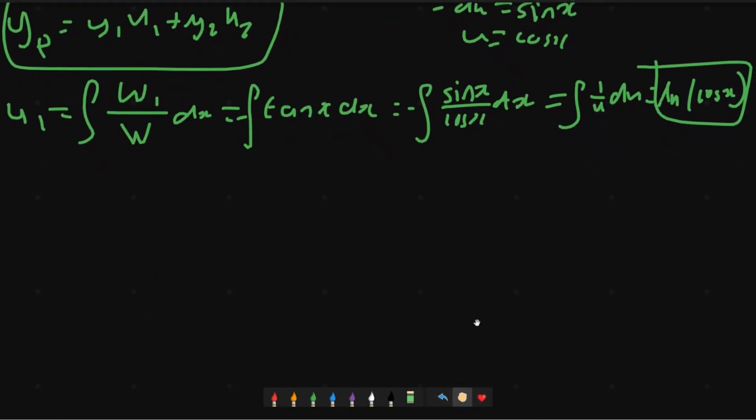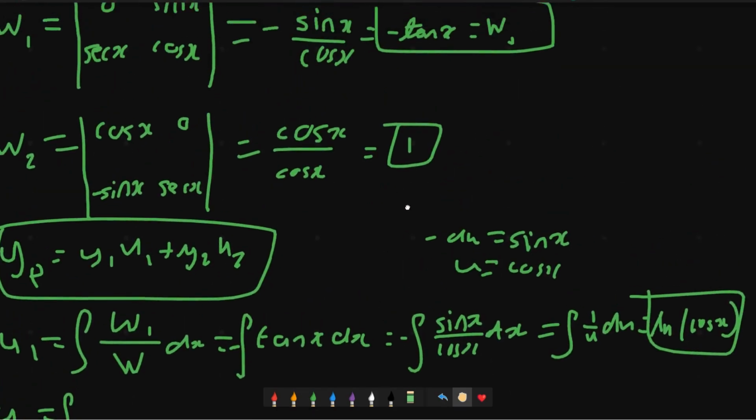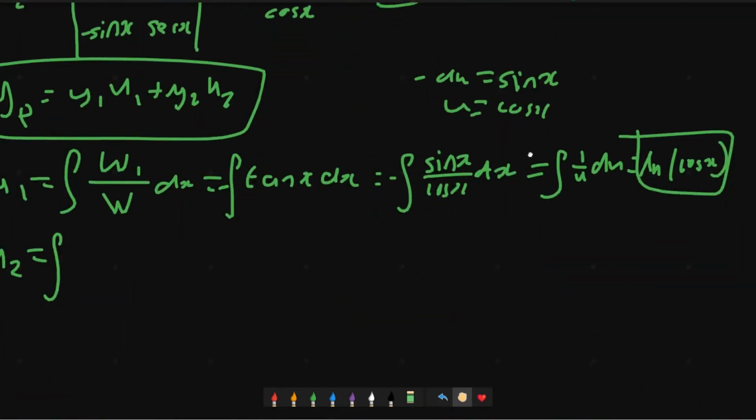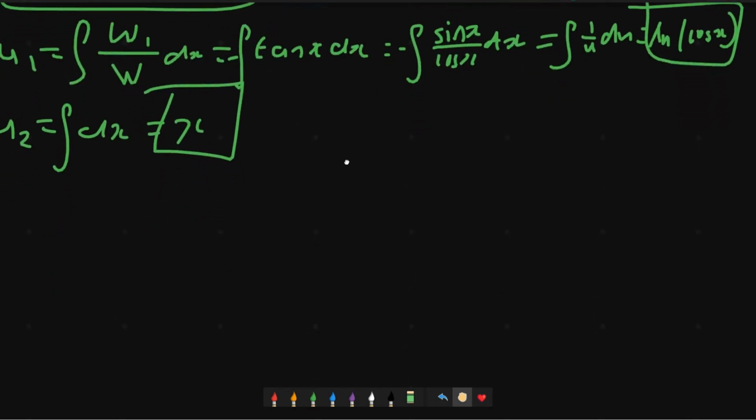For our u2, this one is really tricky to evaluate. This integral is quite horrible, to be honest. It's just the integral of 1, so it's x. That was a joke. This isn't too hard. Not hard at all, actually. So we have u1 and u2 now.